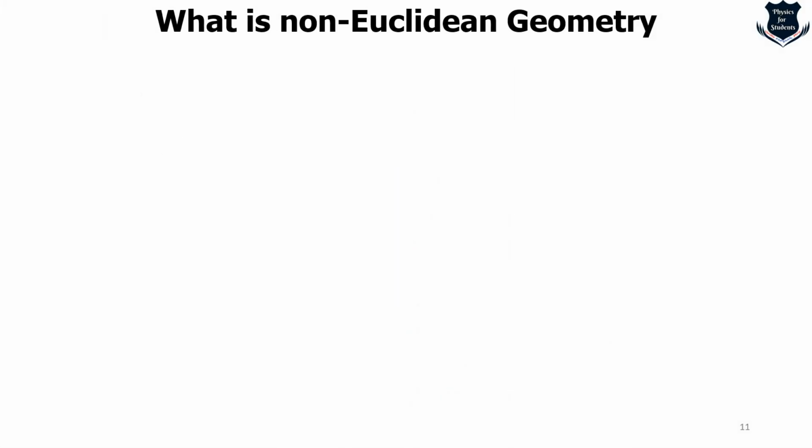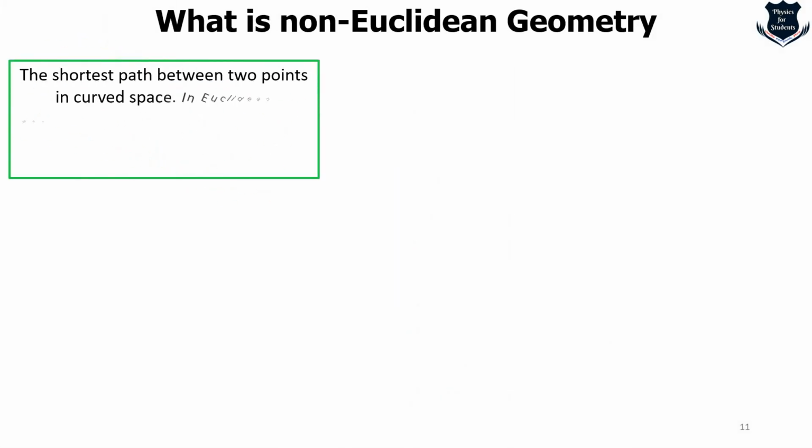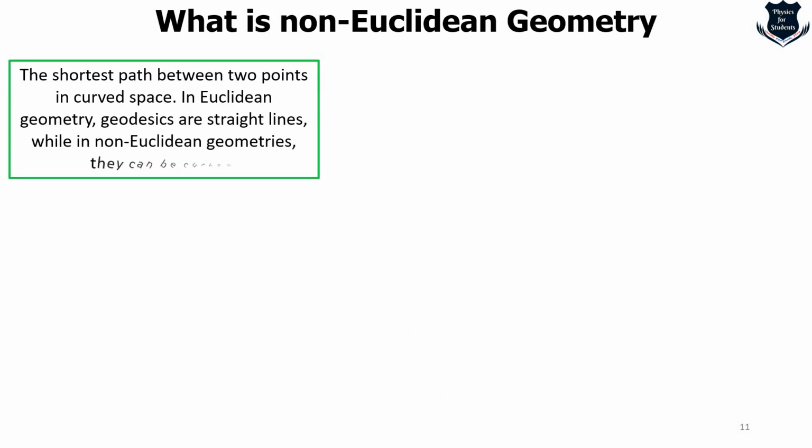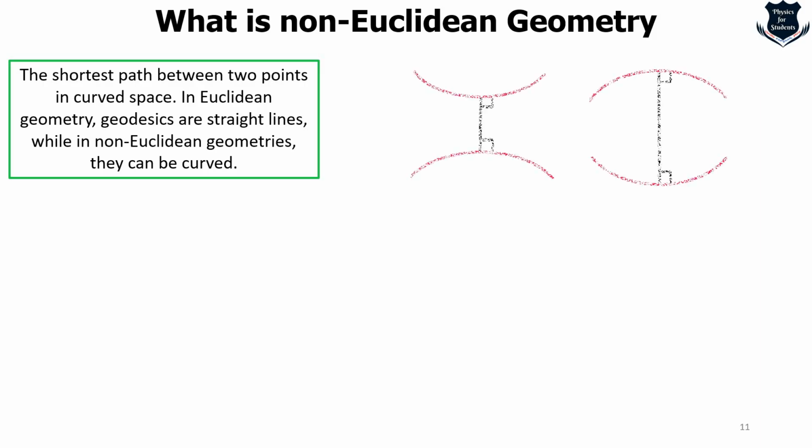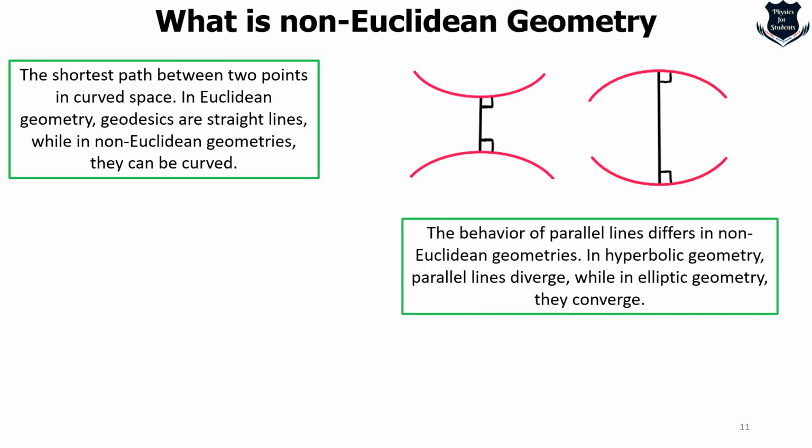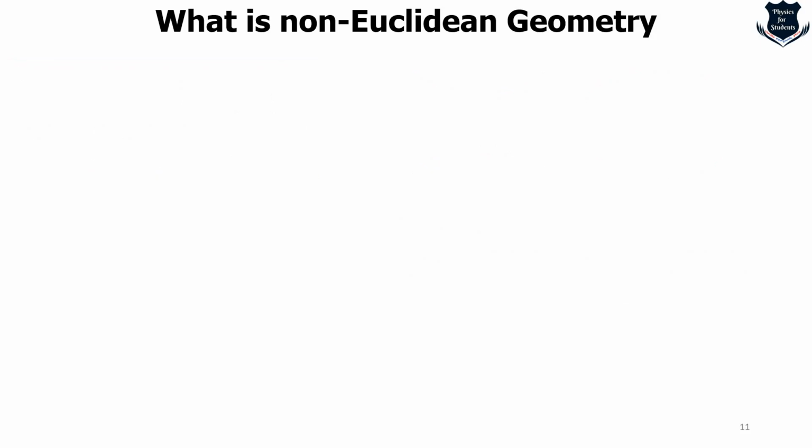So as you see, a geodesic is the shortest path between two points in curved space-time. In Euclidean geometry, geodesics are straight lines, while in non-Euclidean geometries, they can be curved. So here is an illustration. You can understand the behavior of parallel lines would differ from Euclidean geometry, because in hyperbolic geometry, as you saw, the parallel lines diverge, while in elliptic geometry the lines converge.